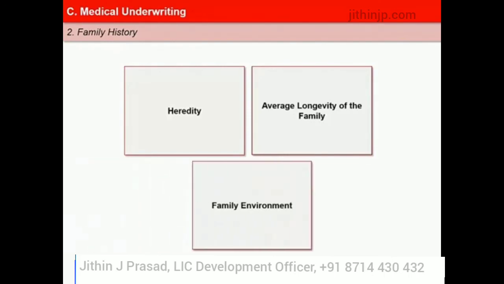And third is family environment. It is the environment in which the family lives which may cause exposure to infection and other risks. So the life insurers have to be careful while entertaining such cases of individuals with adverse family history. They may call for other reports and may impose an extra mortality rating.